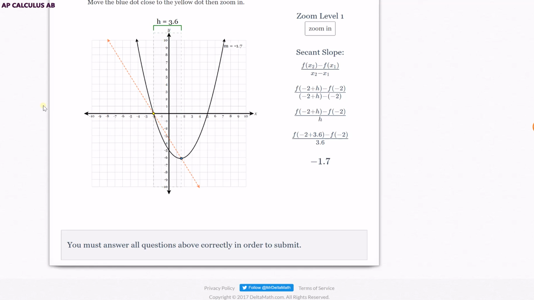Hi everybody, these are the notes for 3.7 Intro to Related Rates. We're going to go ahead and start with a little reminder of what we've been doing this whole time.